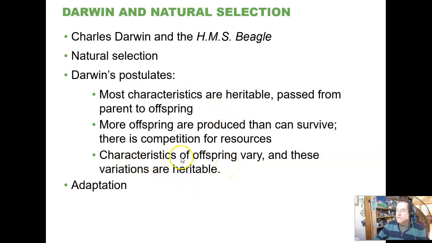All right, those characteristics in the offspring vary quite a bit, and those variations are heritable, right? So, characteristics are heritable, passed on from one generation to another. Many more offspring produced than can survive, so this sets up the situation of competition for resources, and that characteristics of offspring vary, even from asexually reproducing things like bacteria.